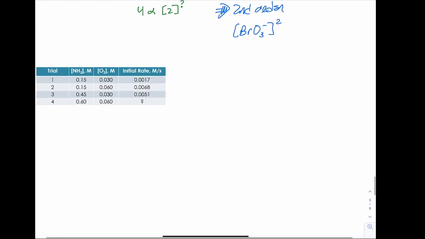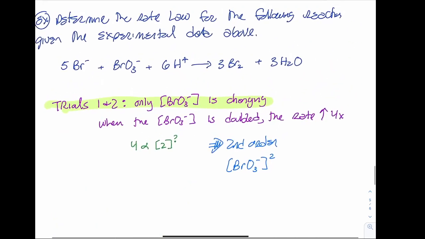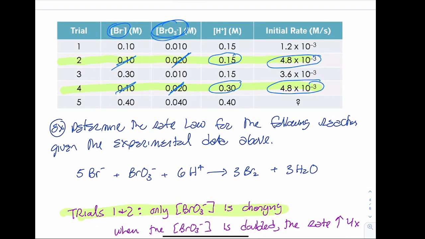So for trials 2 and 4, only my proton ion concentration is changing. So any change in rate is due only to my proton ion concentration. If we go up and look, my concentration is being doubled. I'm going from 0.15 to 0.30, so I'm doubling it, and my rate is not changing.